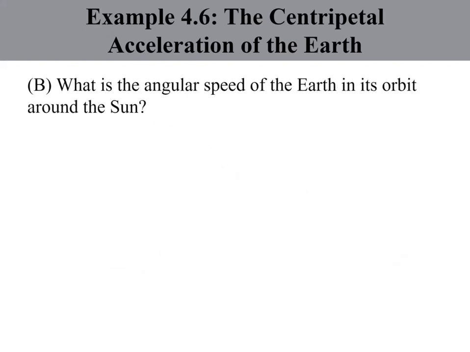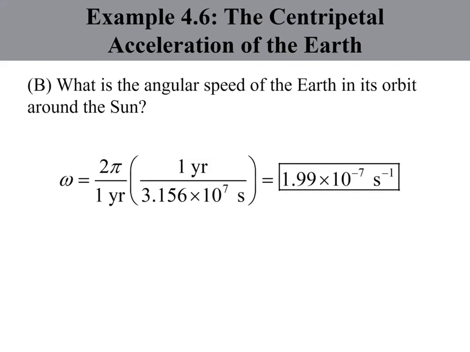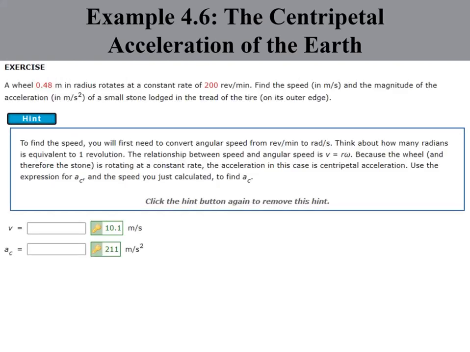Next question. What is the angular speed of the Earth in its orbit around the Sun? Angular speed, just now, is equal to 2 pi over period, 2 pi over T. So our period is 1 year. So we put in the value, and we have angular speed equals 1.99 times 10 to the power of negative 7. Please try this exercise. You can pause the video and try it.